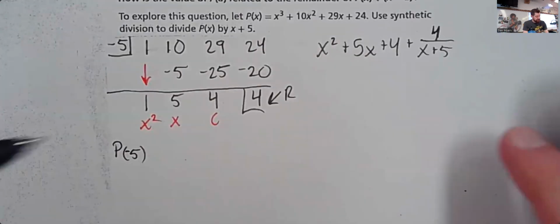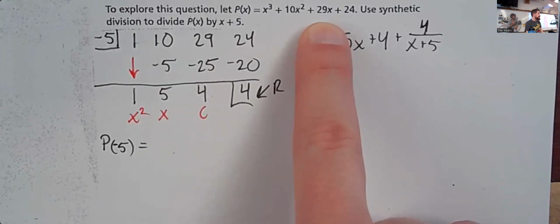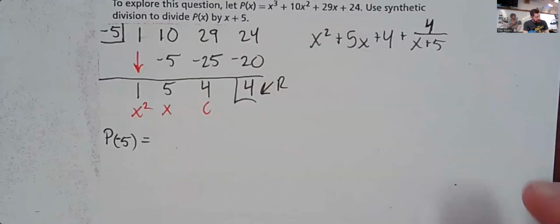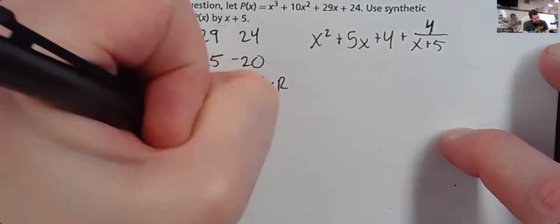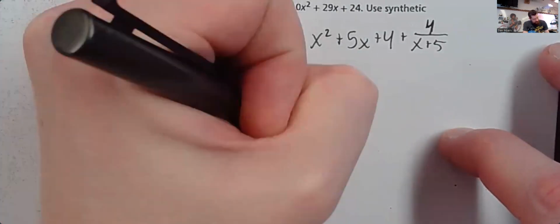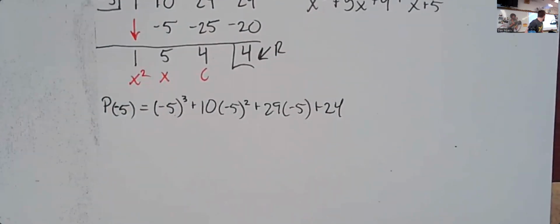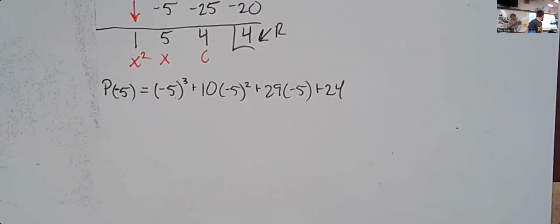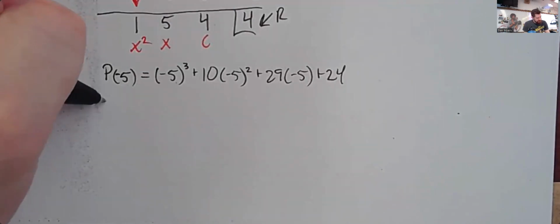So we're just going to take our original function, P of X, and plug in -5 for X. Let's see what happens when we do that. So that'll be -5 cubed plus 10 times -5 squared plus 29 times -5, and then plus 24. I would recommend using a calculator for that, just to make things a little bit quicker for you. What does P of -5 equal?